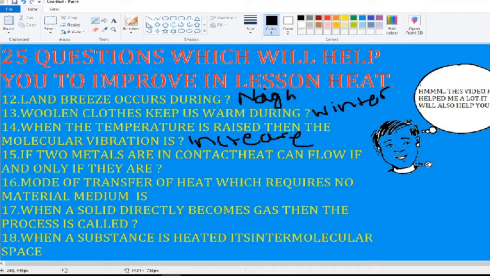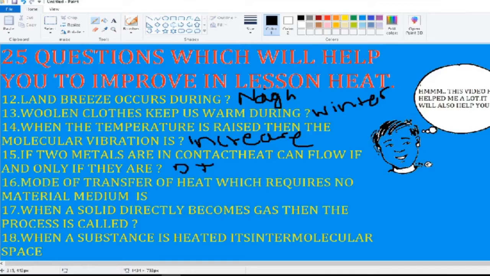If two metals are in contact, heat flows if and only if they are of different temperature. Same temperature means both are the same, don't think that one substance will become hotter. No, it's not like that. Contact of heat can only happen in solids. So only if they are at different temperatures.